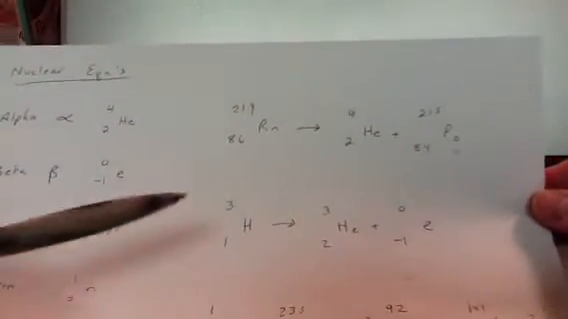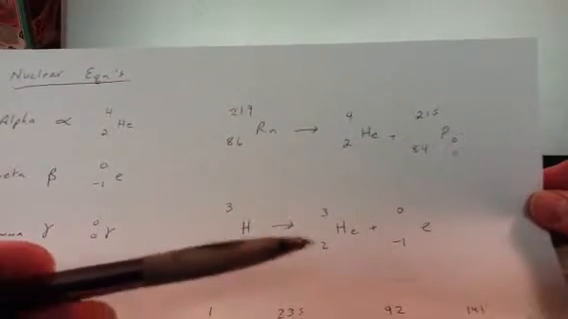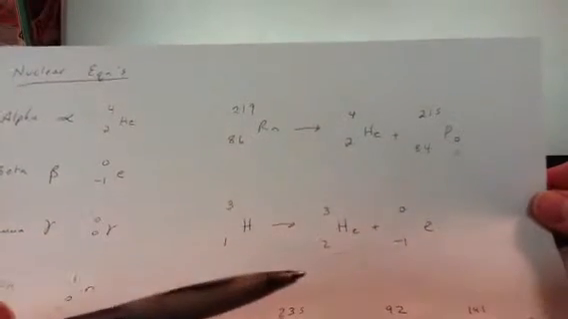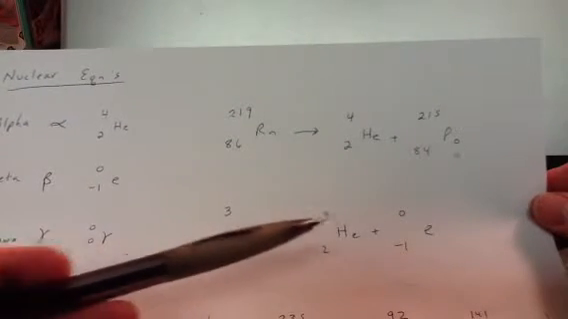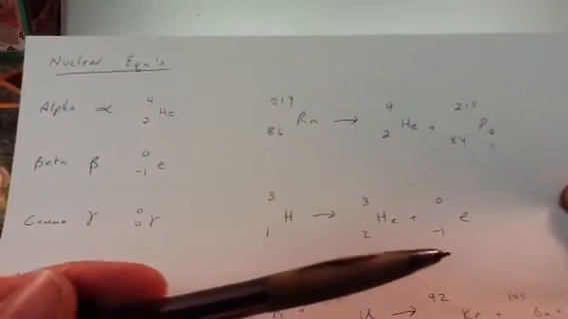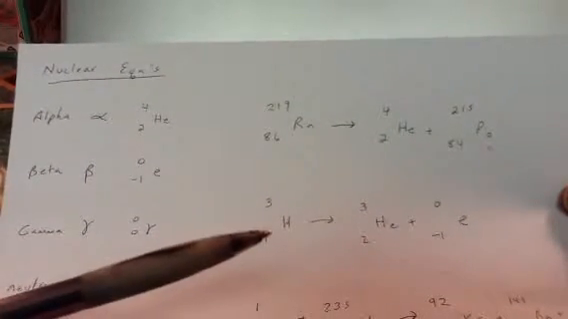The second example I gave you is 3 over 1 H yields 3 over 2 He plus 0 over minus 1 e. 2 plus minus 1 equals 1. 3 plus 0 equals 3. So this would be an example of beta decay, because the electron is coming off. And again, notice the number of atoms on the left equals the number of atoms on the right.